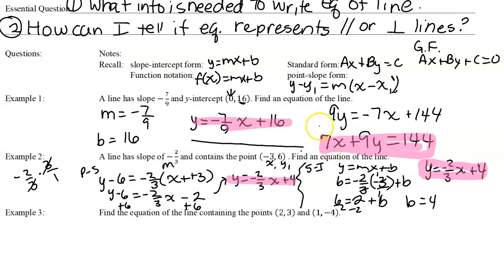These first 2 equations here are the same equation, same line, and these 2 equations here are obviously the same line, just found in different manners. Okay, next.